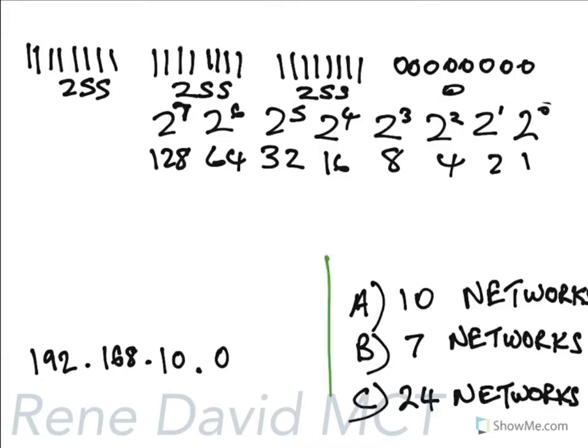Okay, so these are the 3 examples you're going to try and work out. Right, 10 networks, 7 networks, 24 networks. What subnet mask would I require? All right, so you can pause the video now, and when you come back, we'll go through the answers for these 3 questions.